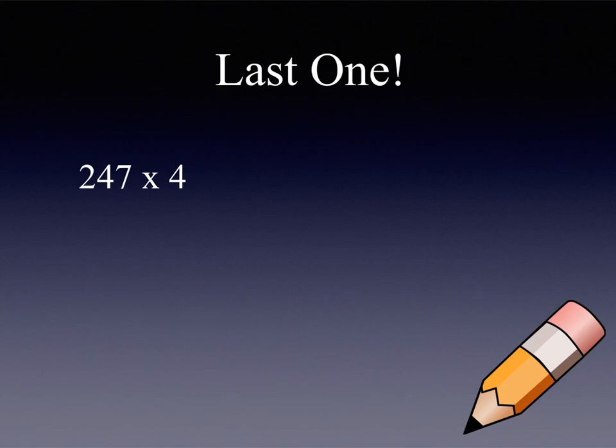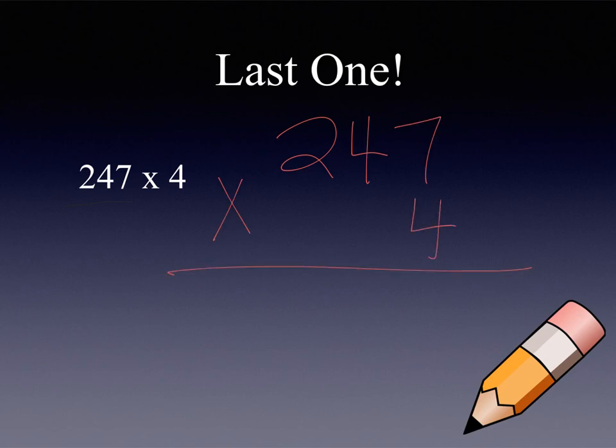All right, welcome back. Hopefully you didn't have too hard of a problem with that one. As you can tell, this number is 3 digits. So the same thing applies, just a little extra to do. So first of all, let's rewrite our problem vertically. So 247 times 4. I'm going to separate my place values just to keep me straight.